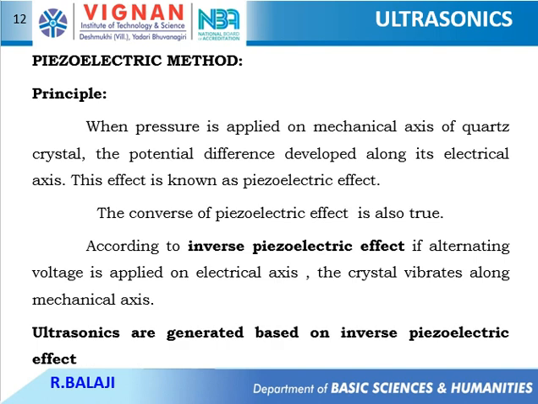The second method is piezoelectric method. Principle. When pressure is applied on the mechanical axis of a quartz crystal, a potential difference is developed along its electrical axis. This effect is known as piezoelectric effect. The converse of piezoelectric effect is also true. According to the converse of piezoelectric effect, if alternating voltage is applied on the electrical axis, the crystal vibrates along the mechanical axis. Ultrasonic waves are generated based on the inverse of piezoelectric effect.